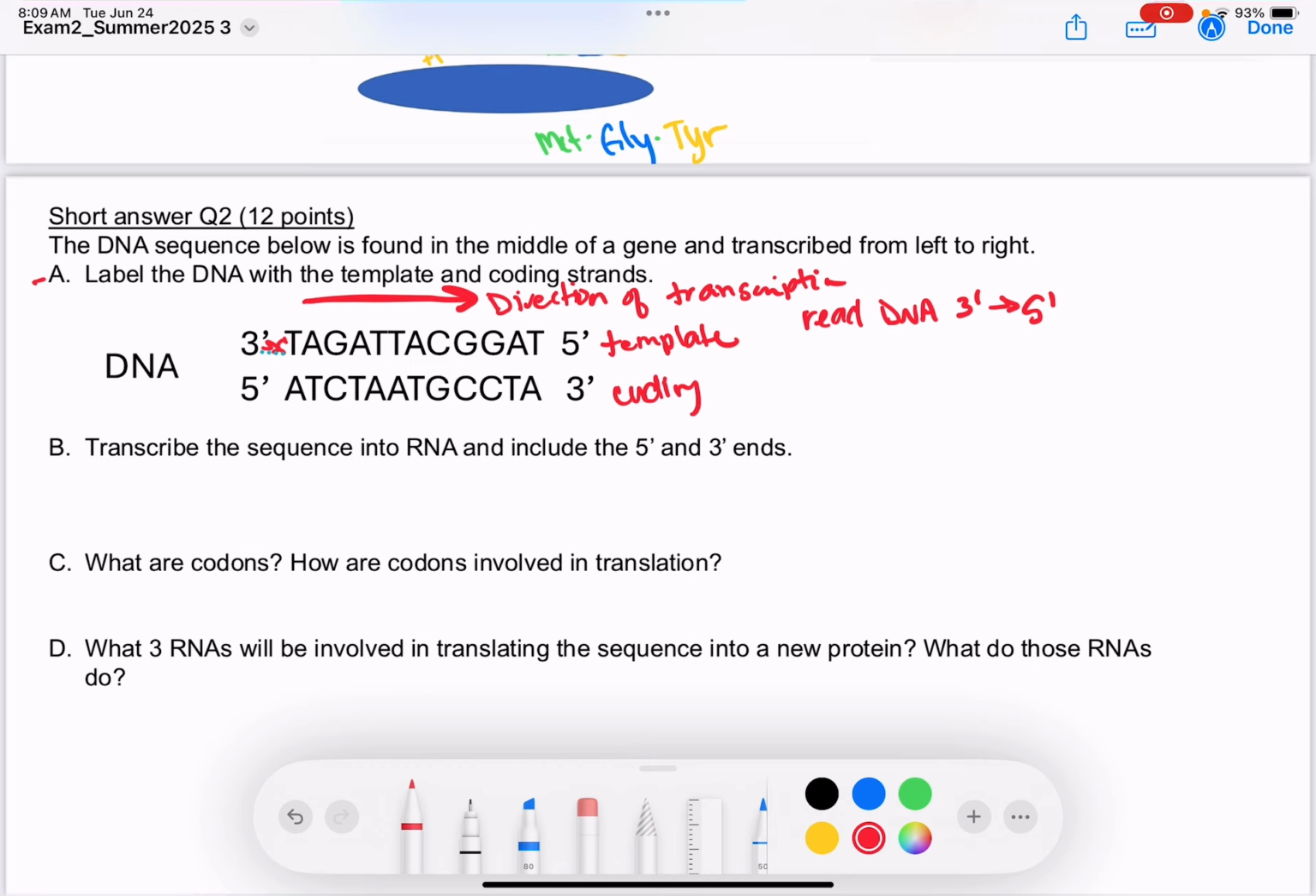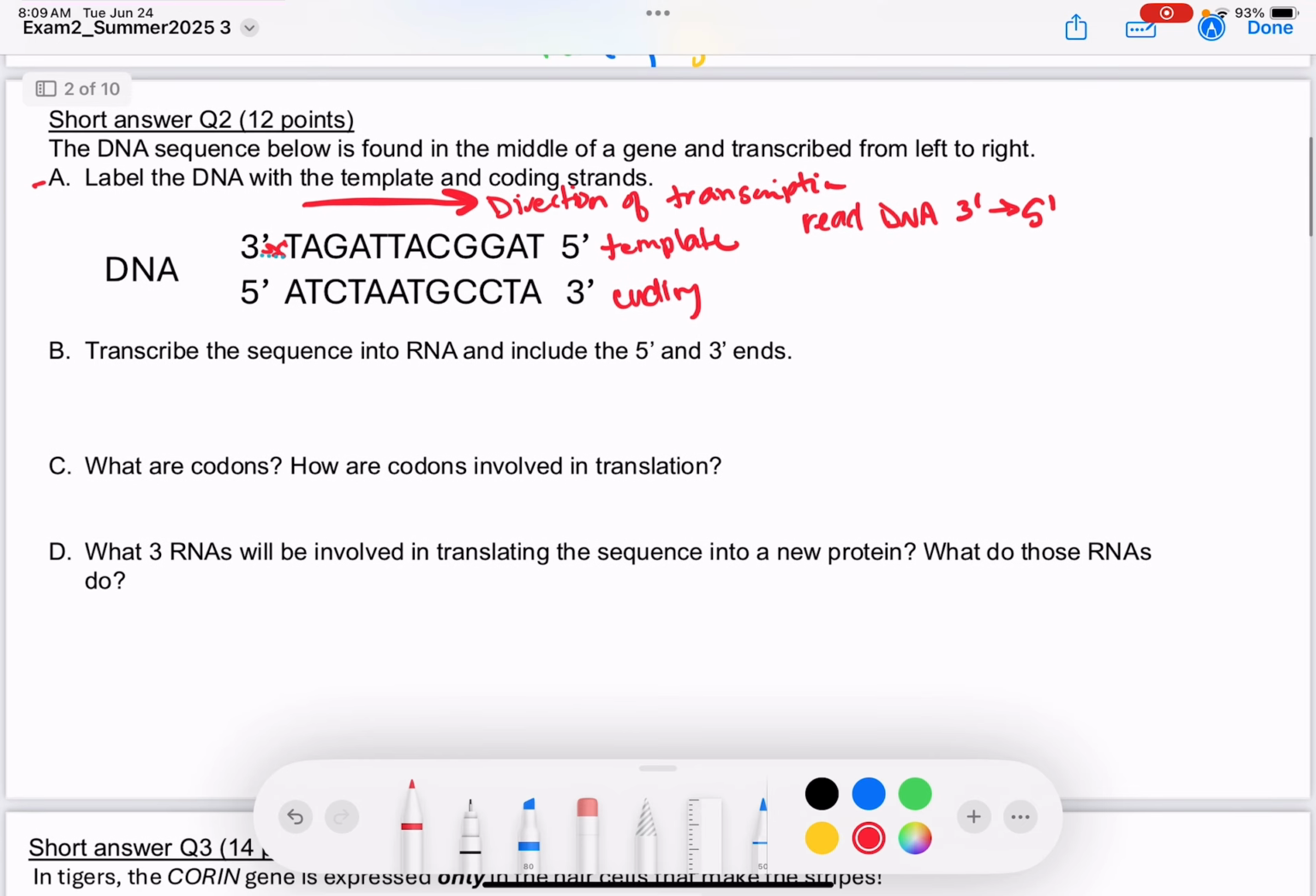Transcribe the sequence into RNA and include the 3' and 5' ends. Okay, so it's going to be the same as what my coding would be, except for the U's. So 5' A, U, C, U, A, U, G, C, C, U, A, 3'.